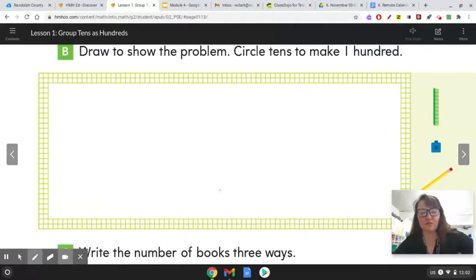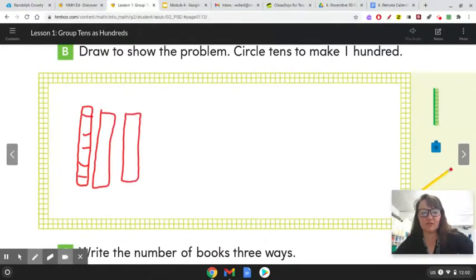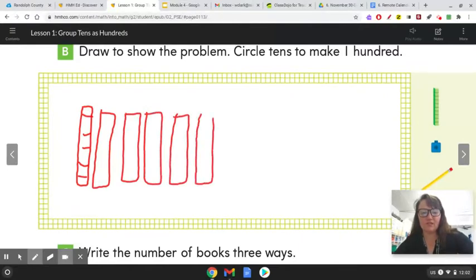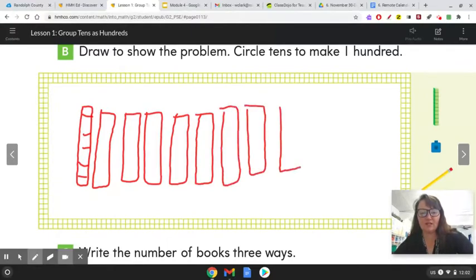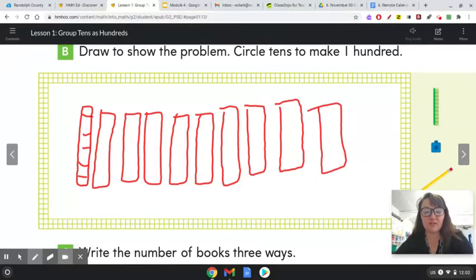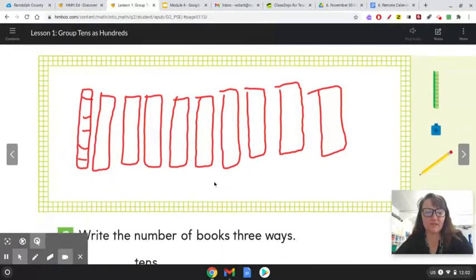Okay, so we know that in a 10 stick, there are 10 books in each stick, right? So what if we do this? 10, that's one bookshelf, 20, 30, 40, 50, 60, 70, 80, 90, 100. So that means he has 100 books. That's a lot of books. And anyway, I want you to think about that.